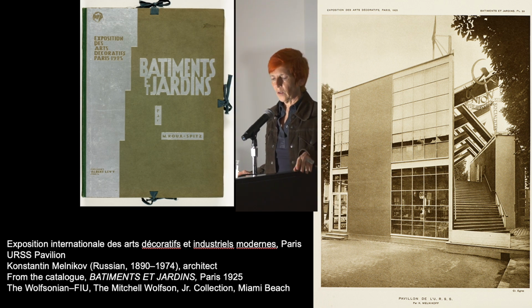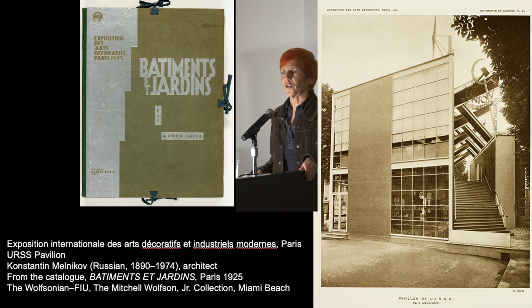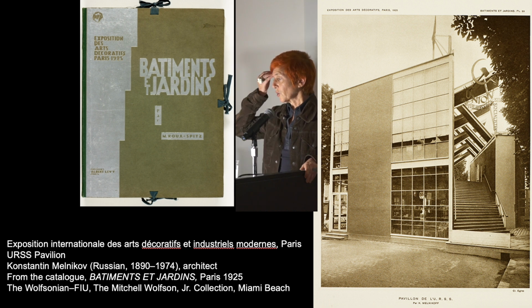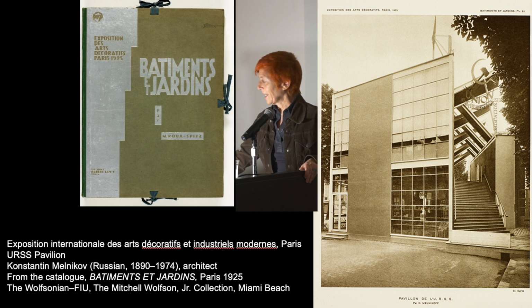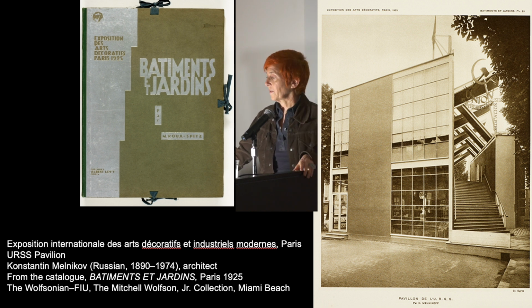So after Austria, the Soviet Union was invited. Actually, it was invited as Russia, but they presented themselves as the Soviet Union, and their pavilion was for sure one of the most striking ones. It was made out of wood, pointing out the structure of the building, and the architect Melnikov was a part of the constructivist movement.